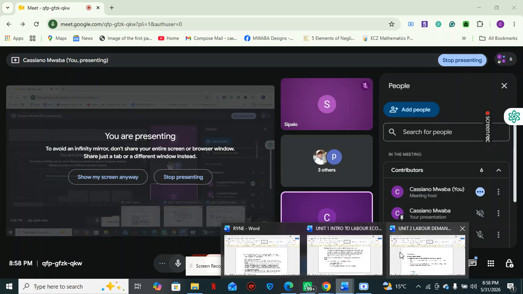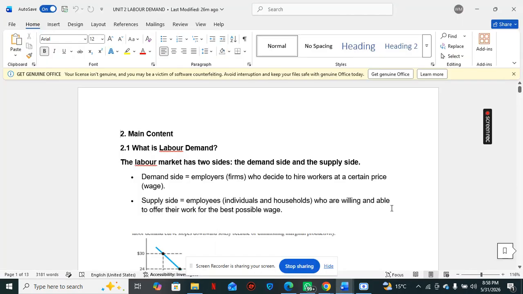Now we're looking at unit two, in terms of labor demand. When we talk about labor demand, we're talking about firms who want to hire workers at a certain wage. Colleagues, labor demand is about firms who want to hire workers at a certain wage, where the price in these terms is wages.